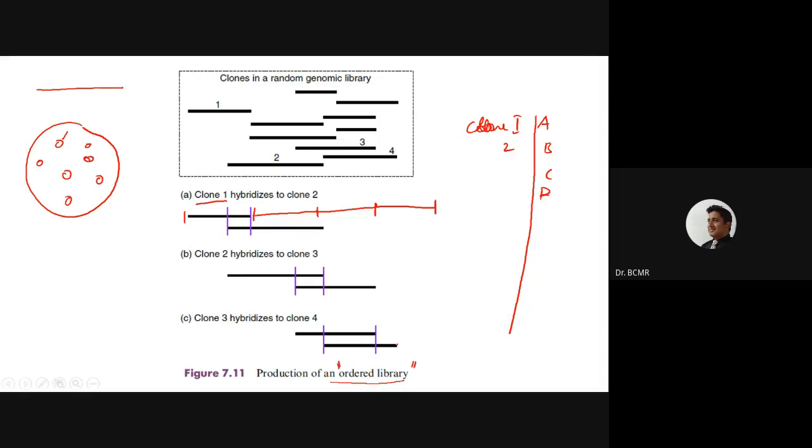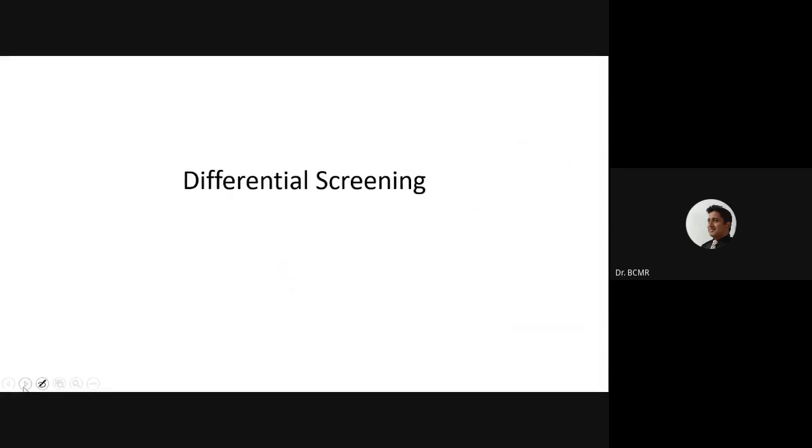That means to generate an ordered library from a random genomic library, one should have done chromosome walking like we have done in the previous slides. So you should have performed chromosome walking, and then you know which clone has the fragment after which clone, and that will determine the gene order on the chromosome. If you have put together a library like that, that library is called an ordered library.